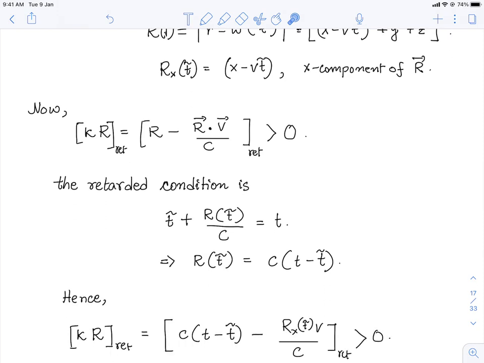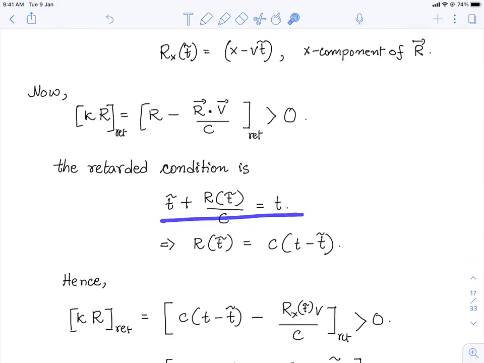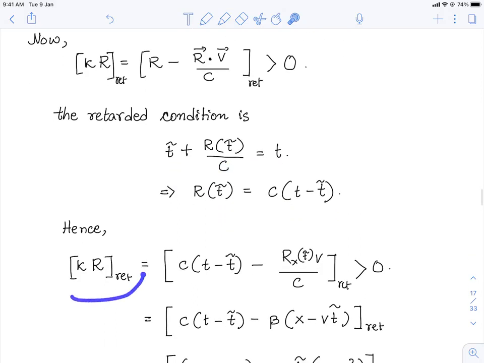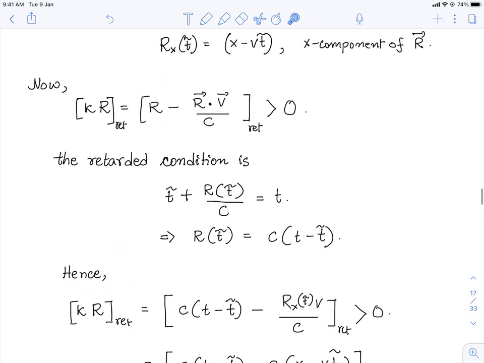So first note that the retarded condition here can be written in terms of c times t minus t tilde. Of course, this is the retarded condition, so we can solve for it. So if we solve for it, then this kappa r retarded, this r here, I have multiplied in the kappa.